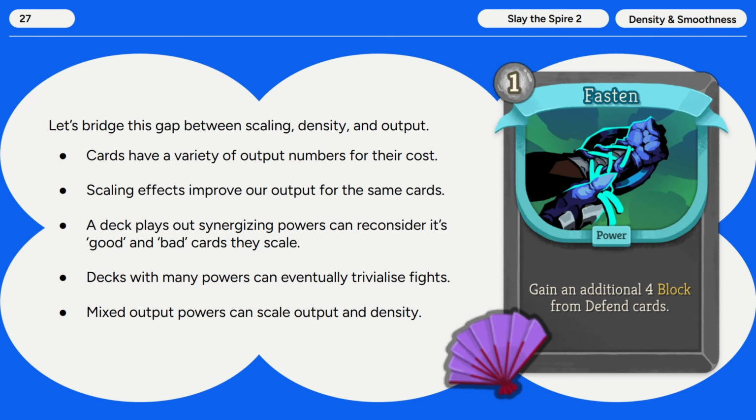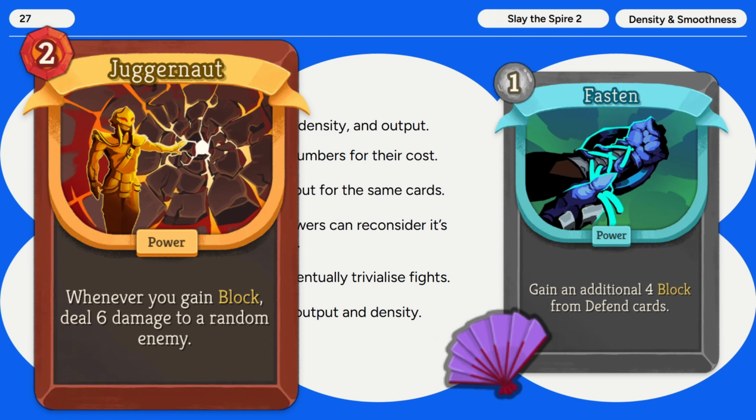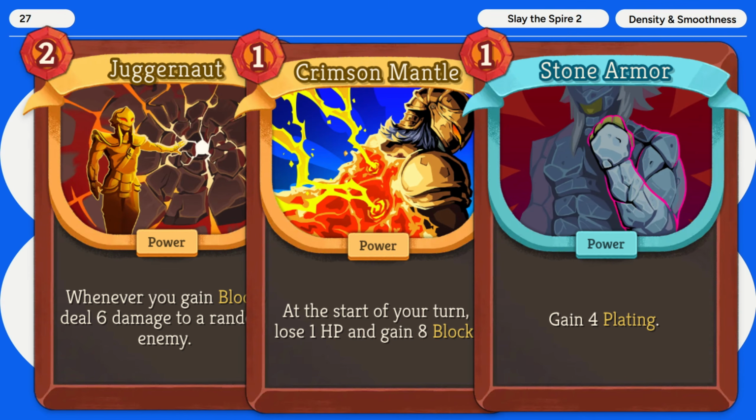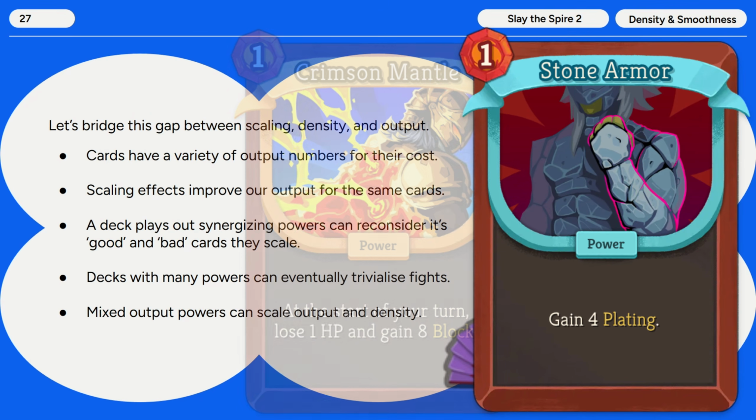Decks that do have a lot of powers can eventually trivialize fights. It doesn't matter what cards they draw, they're going to draw hands that can deal with whatever the game throws at them because they've simply outscaled all those aspects of the game. And mixed output powers especially scale your output and your density at the same time. Something like Juggernaut, for example, can improve your damage on the back of your block density. And then you could play effects like Fasten or Molten Cloak or Plating to improve your block output and your damage output at the same time.